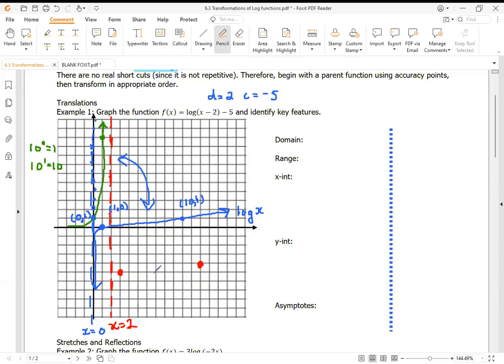And I'm going to leave it at that, and I want you to visualize this logarithmic curve. It has to include the asymptote, it has to go through this point, and it has to go through that point. Can you carefully sketch? I hope you can. It would look something like that. This is the log of base 10, x minus 2, and then minus 5.